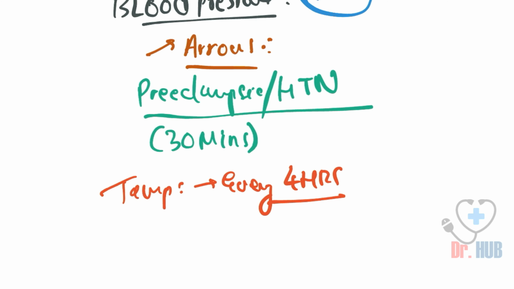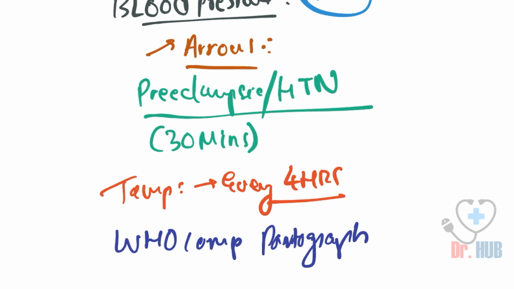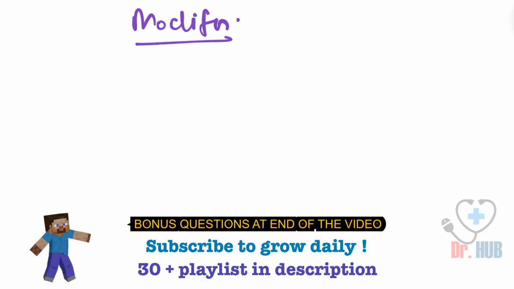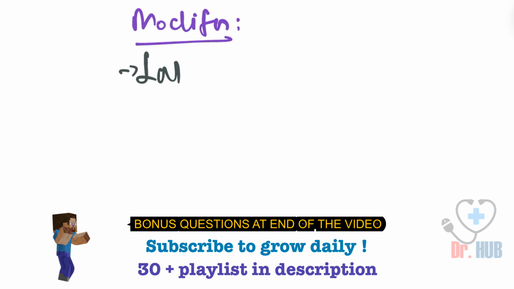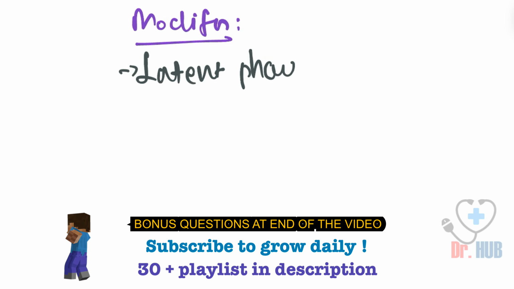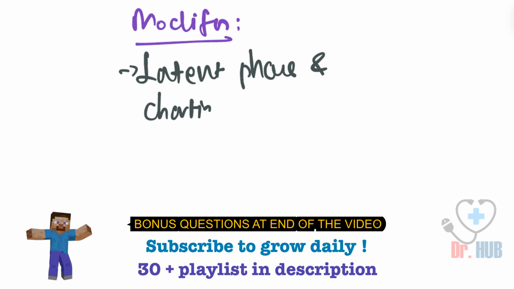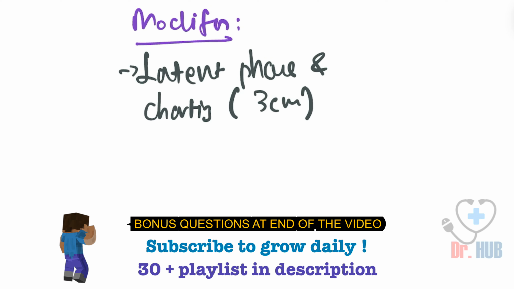Next, we are going to look at the WHO composite partograph. So what is this WHO composite partograph? It is nothing but a modification of the original partograph, except the latent phase and charting is done at 3 centimeters.